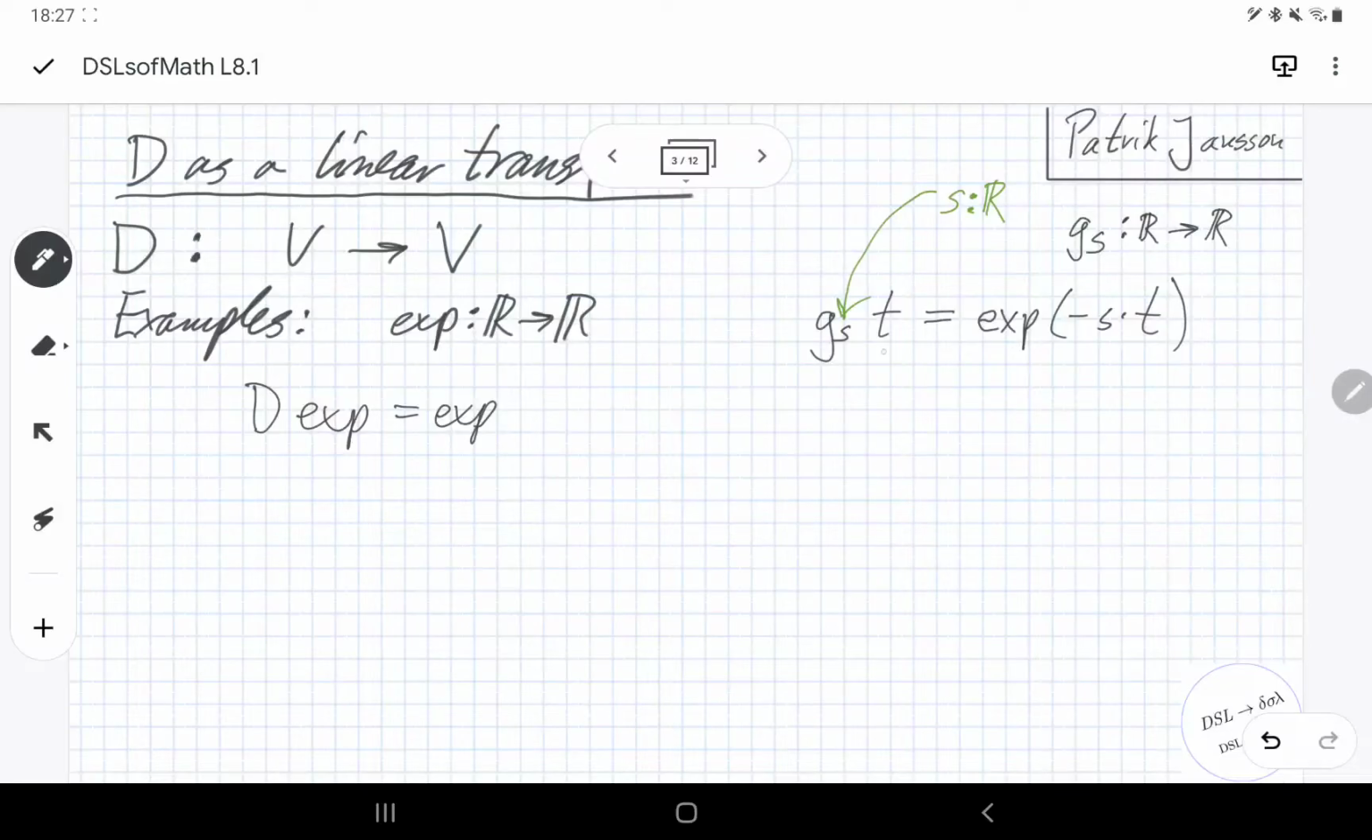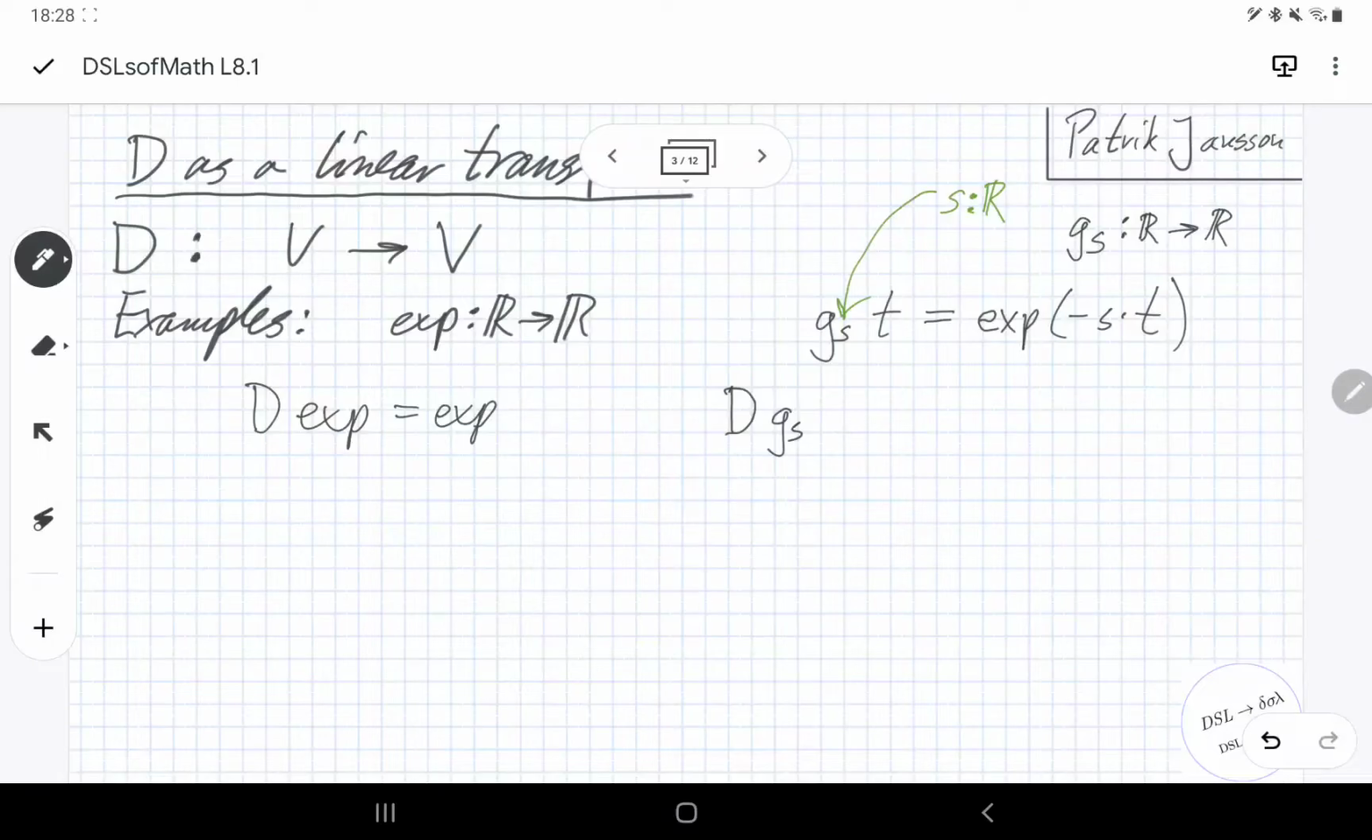So gs applied to t is defined as the exponential function of minus s times t, which means that they are different. For example, g minus 1 is the exp we had here, because minus times minus 1 is 1, so that would be just exp t. So I define it as a function, but notice that gs is the vector here. Okay, as it's a vector, we can ask ourselves, what do we get if we apply d to this vector, gs?